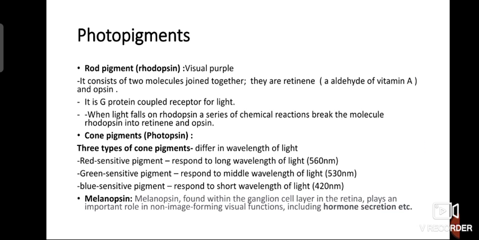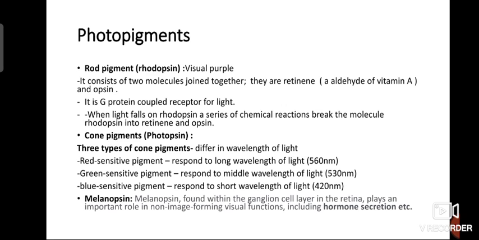Now the photopigments. Rod pigment is rhodopsin. It is also known as visual purple. It consists of two molecules joined together: retinal, the aldehyde of vitamin A, and opsin. It is a G protein coupled receptor for light. When light falls on rhodopsin, a series of chemical reactions break the molecule rhodopsin into retinal and opsin.